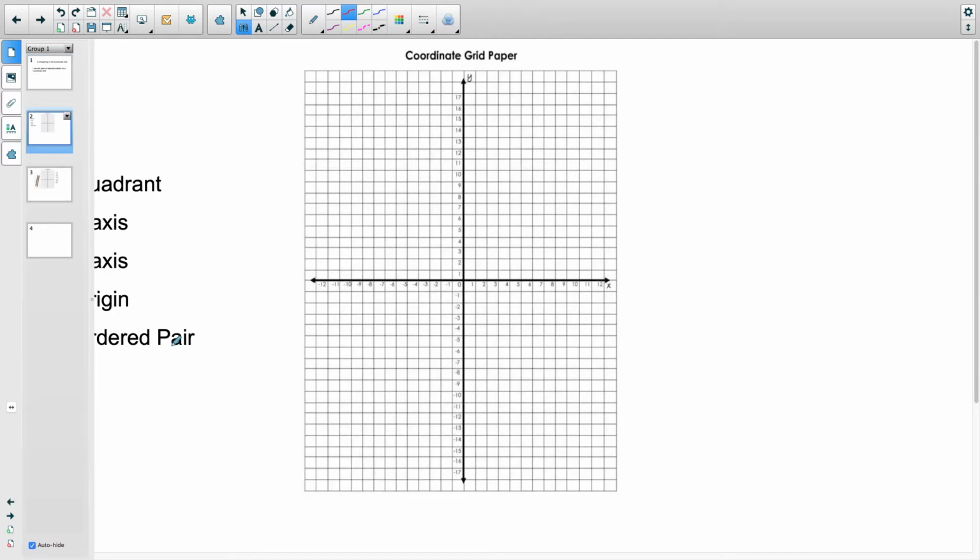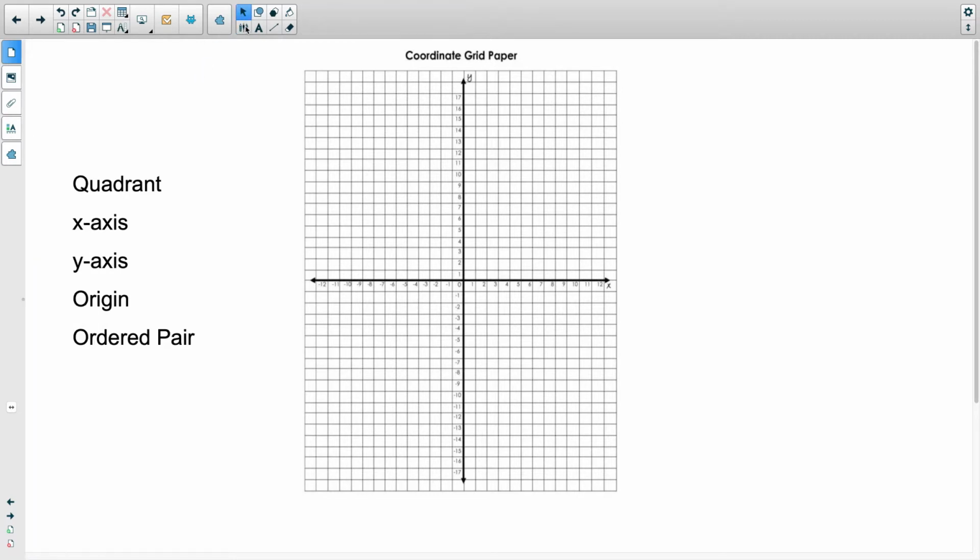Let's look at what we're doing today. There's a lot of vocabulary words associated with the coordinate grid. First one is quadrant. If you notice, our coordinate grid is divided into 4 sections. Line this way and line this way form 1, 2, 3, 4 sections. Those are called a quadrant.